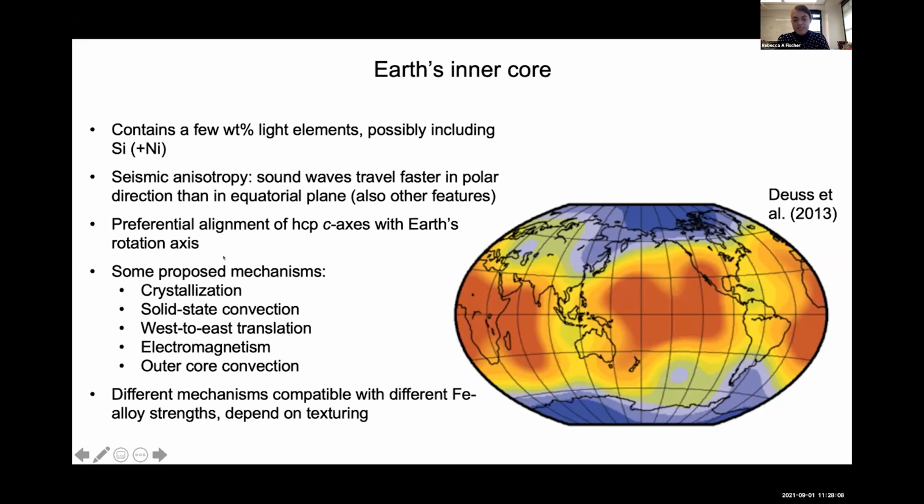A lot of mechanisms have been put forth to explain this. This might have originated in the crystallization of the inner core, or it might have happened afterwards, for example, due to solid state convection, translation, or electromagnetic forces. These different kinds of mechanisms are compatible with different iron alloy strengths and depend on texturing. So it's generally helpful to measure the strength and texture of different alloys so that, if we can narrow down the inner core's composition, we can narrow down the mechanisms that might have formed it.